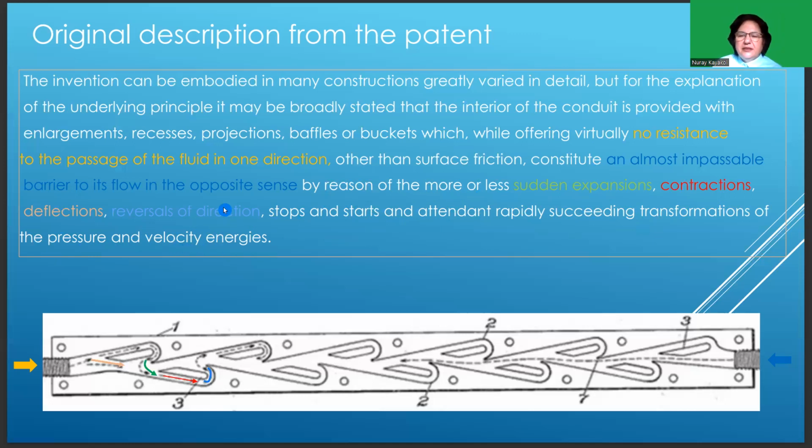So what does it mean? Sudden expansion here, and then contractions, that is the flow in a narrow area. Reversal of direction. You see the flow is changing direction. This is how flow with resistance is described in the original description of the Tesla patent. So I strongly suggest reading this text and trying to understand on your own what he means. So you will also get familiar with the patent language. It is different from the language used in articles.